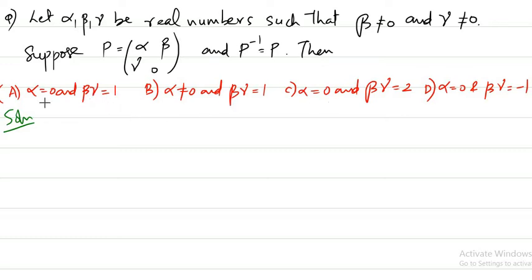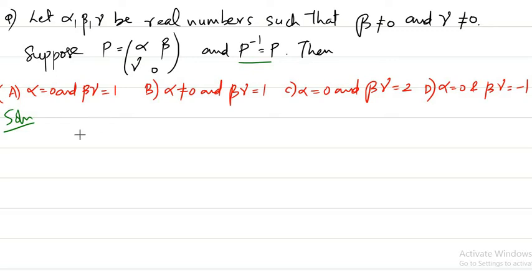First one is alpha is 0 and beta gamma is 1. Second one is alpha is not equal to 0 and beta gamma is 1. Third one is alpha is equal to 0 and beta gamma is 2. And the fourth one is alpha is 0 and beta gamma is equal to -1. Here we are already given a hint in the question that P inverse is equal to P, and I think that is a hint we must be using here so that we get the correct option.